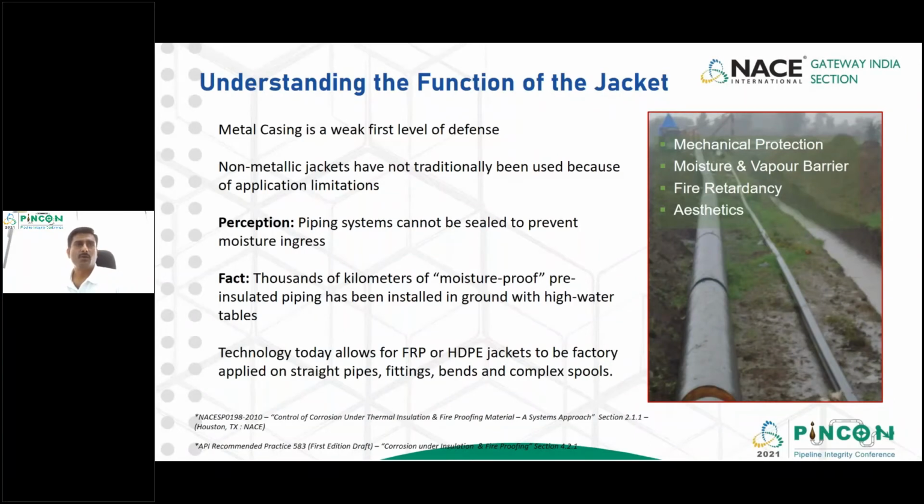The fact is, thousands of kilometers of moisture-proof pre-insulated piping has been installed in ground with high water tables. Today, the material science and technology allows for FRP and HDPE jacket to be factory applied on straight pipes, fittings, bends, and complex spools for a piping system that can last long, avoid galvanic corrosion, and mitigate corrosion under insulation.